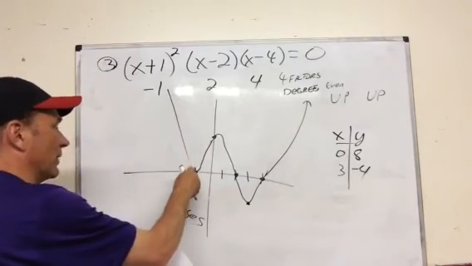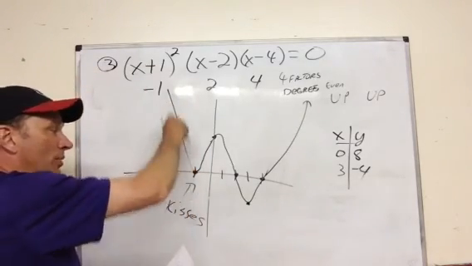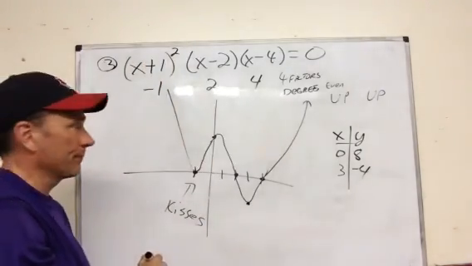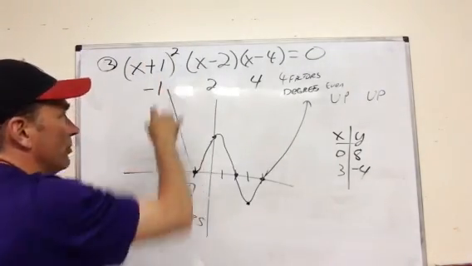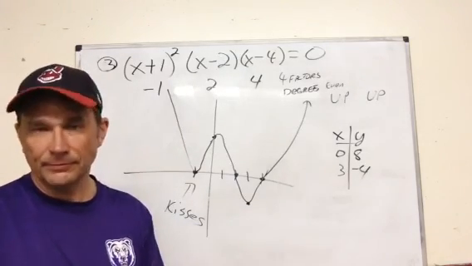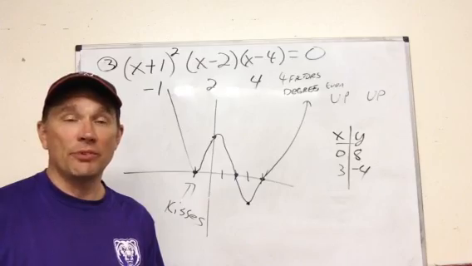So this was different here. This was just a kiss. It didn't go all the way through. It just went there and went back up. This was one where we had 3 zeros from a quartic function. Hope this helps, and I'll see you next time.